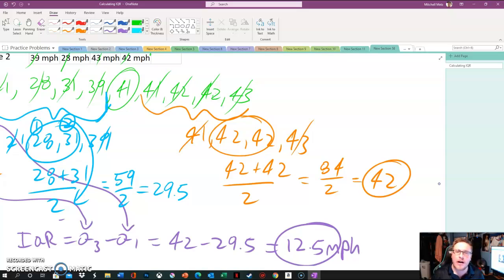I hope this helped you out to understand how to find interquartile range. Again, I just went over 2 examples. Please keep practicing and you will get there.